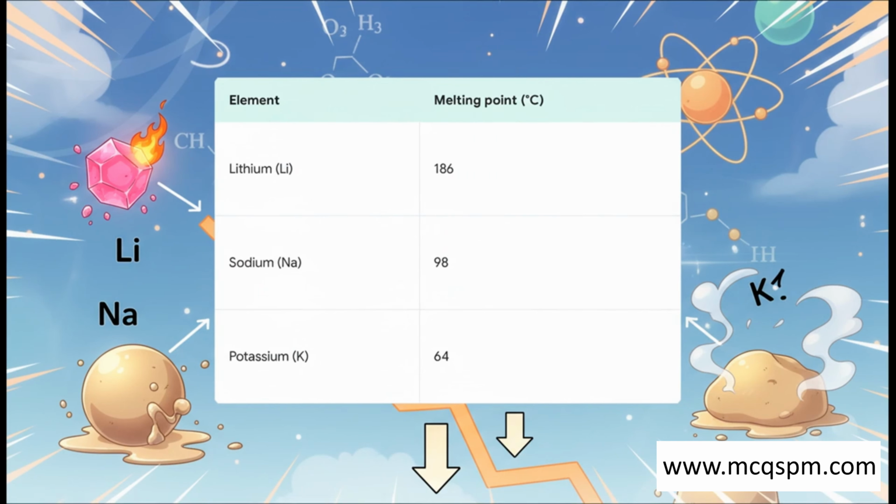And hey, this isn't just some random theory. The data backs it up completely. Check this out. Lithium up at the top melts at 186 degrees Celsius. Now take one step down to sodium, boom, it drops to 98 degrees. One more step down to potassium, and it's all the way down to 64 degrees. The pattern is crystal clear. You can't argue with it.